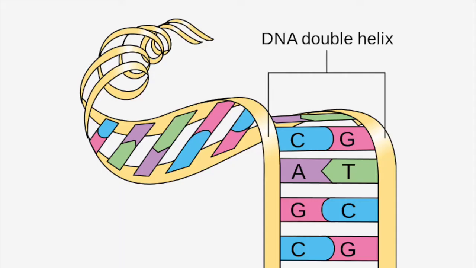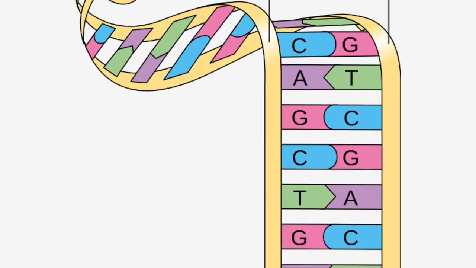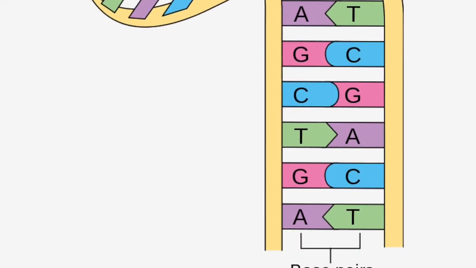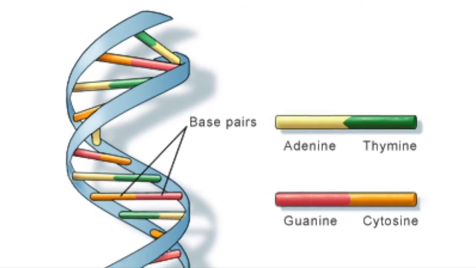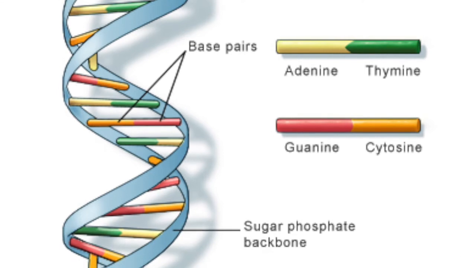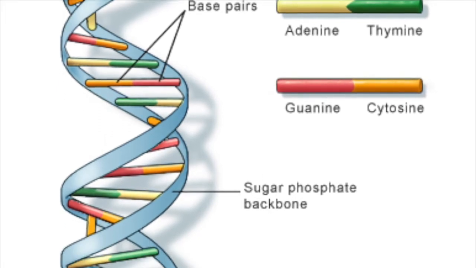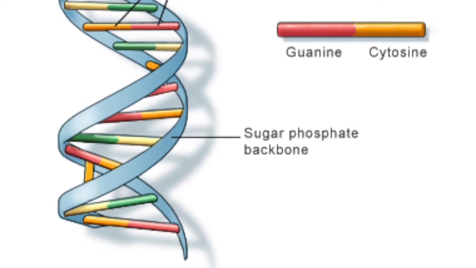DNA bases have partners. A is always partnered with T, and C always partners with G. These are called base pairs. Base pairs are held together in the middle of the DNA strand with hydrogen bonds. The outside is a sugar-phosphate backbone, which holds everything together in its double helix, which looks like a twisted ladder.